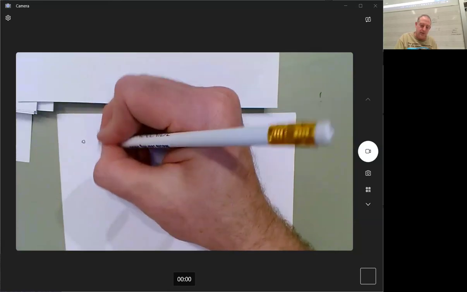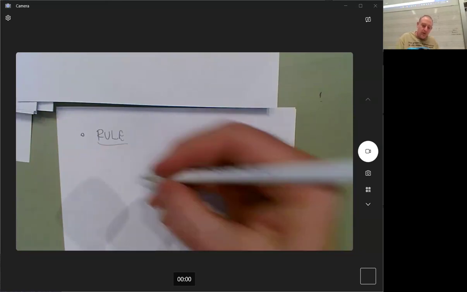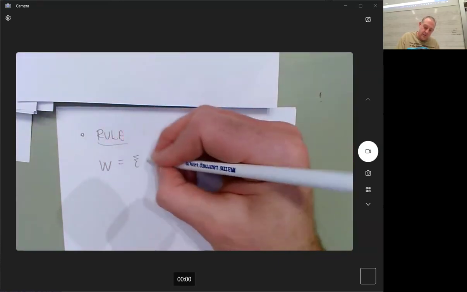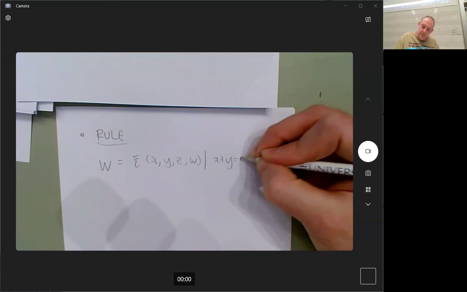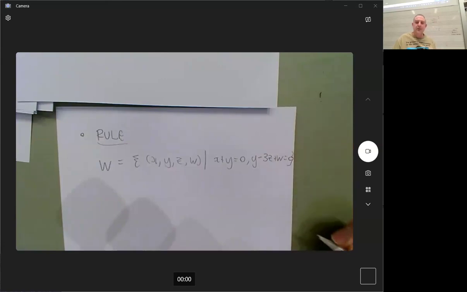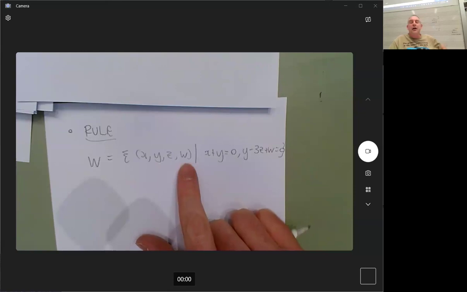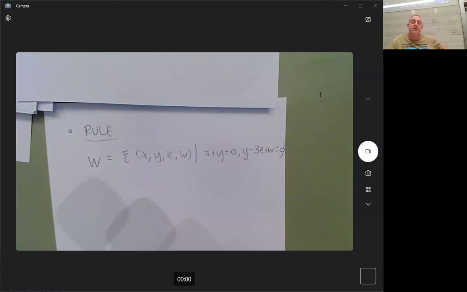And last but not least, by rule. So we know that you can always rewrite a rule as linear equations if it's a subspace. So my example is going to be this. I have x plus y, z, w. It's technically in R4, but I couldn't be bothered writing that bit. x plus y is 0, and also y minus 3z plus w is 0. So this is a subspace of R4.